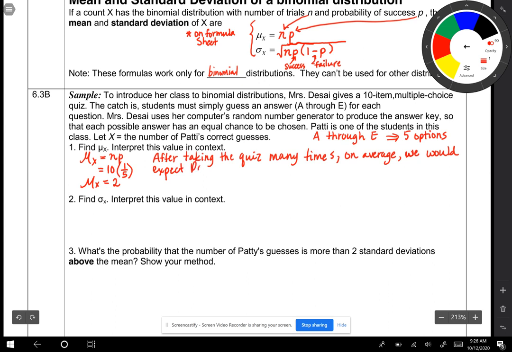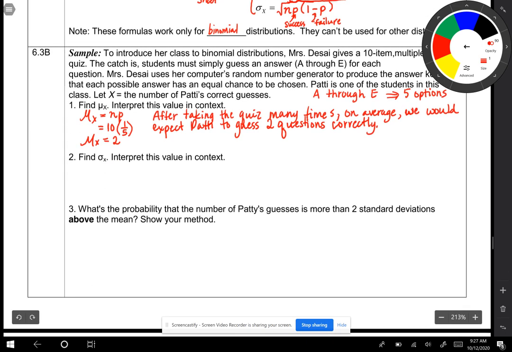We would expect Patty to guess 2 questions correctly. Find the standard deviation of X. Interpret this value in context.